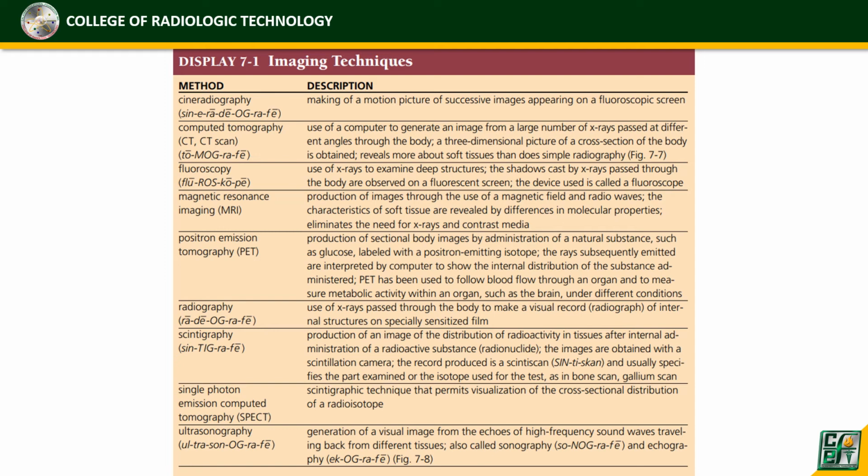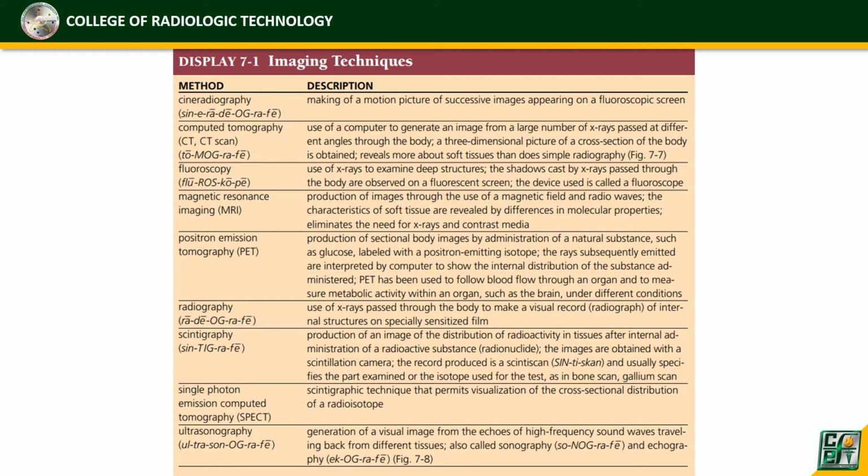Then we have the fluoroscopy. Use of X-ray to examine structures. The shadow cast by the X-rays passed through the body are observed through a fluorescent screen, and the device is called fluoroscope. Then we have the magnetic resonance imaging or MRI. It is the production of image through the use of magnetic field and radio frequency waves.